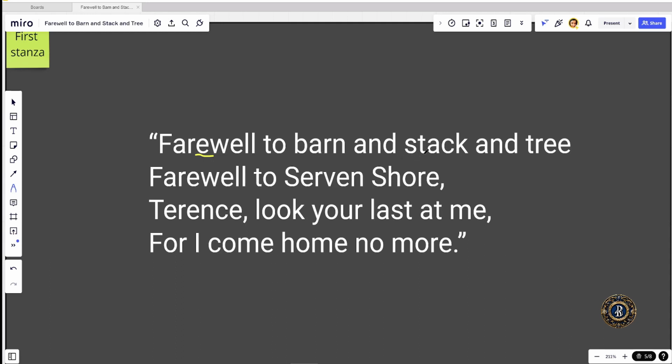And then he says goodbye to stack. Stack is a pile of hay. And tree. And then he says goodbye to his village. Servant Shore is a village situated quite close to the river banks of Severn. Severn is the longest river in England.